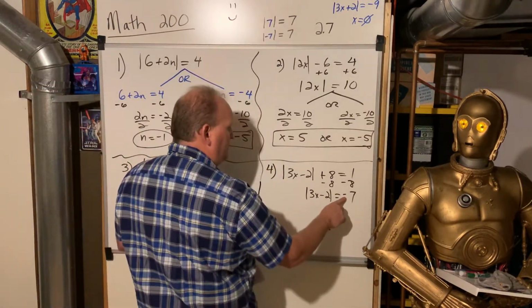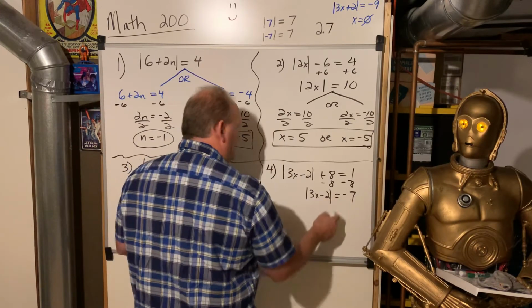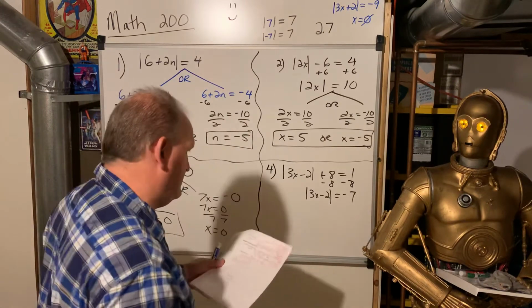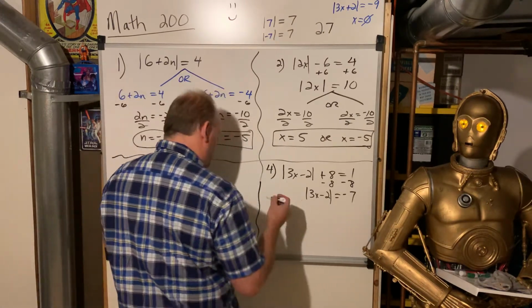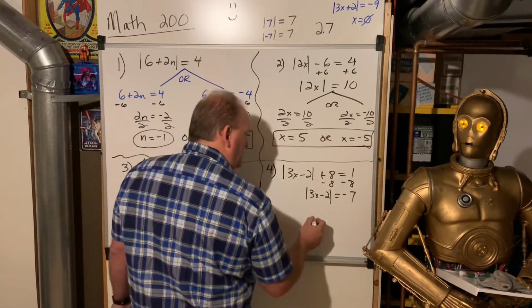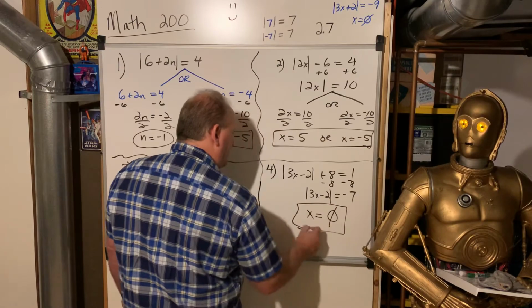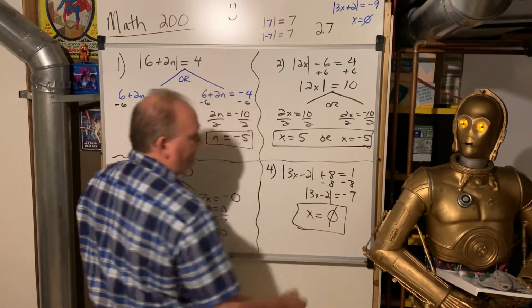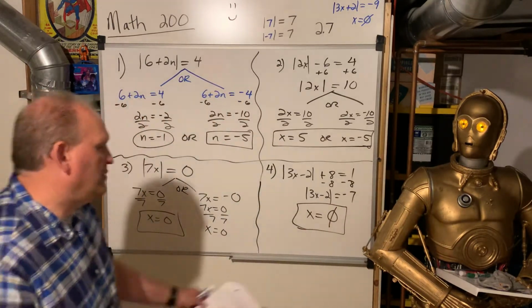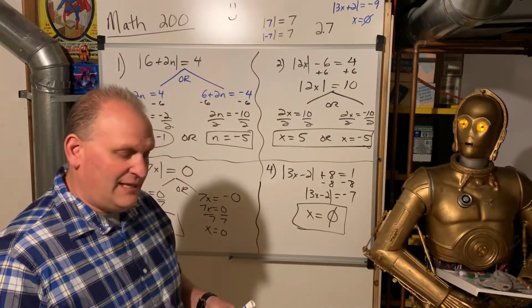You can't take the absolute value of something and have it equal a negative number. That is no real solution, or the empty set. I'll add the empty set also. So this is x is equal to the empty set. I think on the online program, that's how they want you to identify the answer.